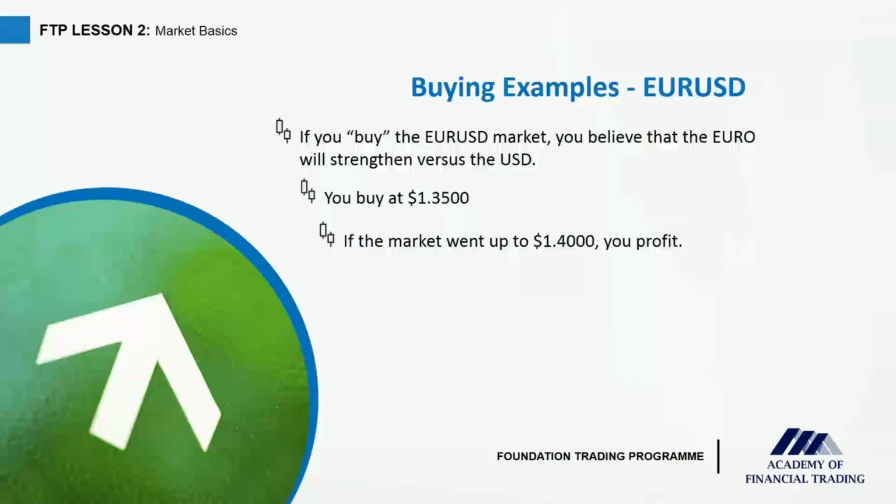So I'm going to ask you all quite a general question here. Remember I said the lowest incremental move is 0.0001. So how many pips has it increased by? If it goes from 135 up to 140, how many pips would it have increased by? Please type it into your chat box.